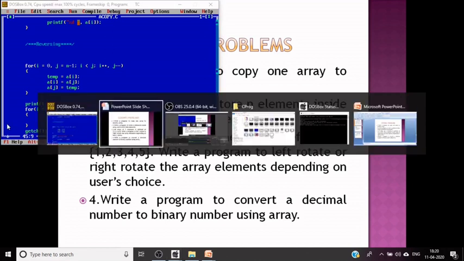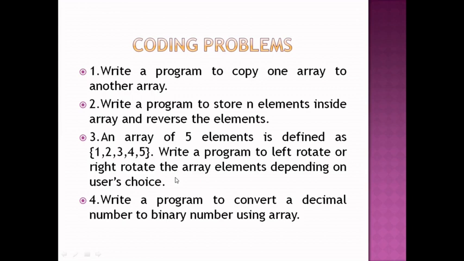So next problem is, an array of 5 elements is defined as 1 2 3 4 5. Write a program to left rotate or right rotate the array elements depending on user's choice. That means you have to take elements, okay, and then you have to ask from the user to enter 1 for right rotate and enter 0 for left rotate. So if user enters 1, you have to rotate all the array elements by 1 position towards the right, and if 0 is entered, you have to rotate all the array elements towards left by 1 position. Clear?